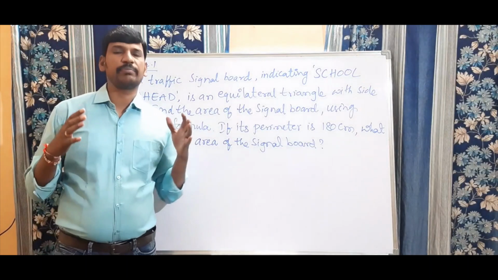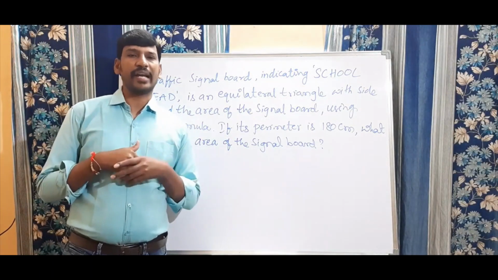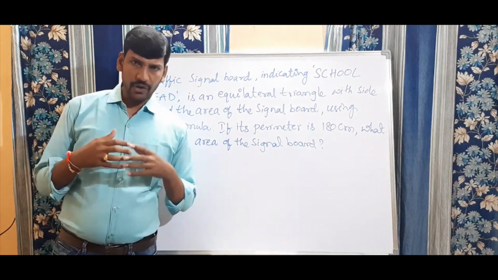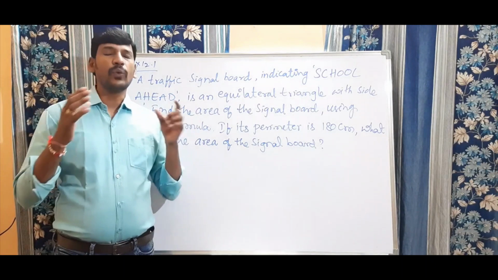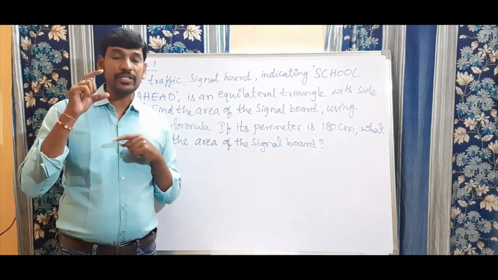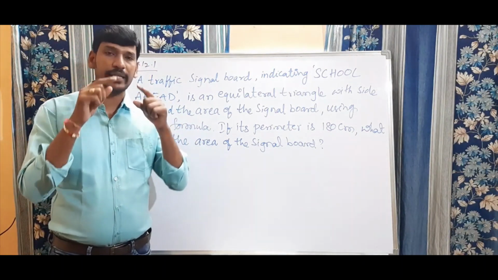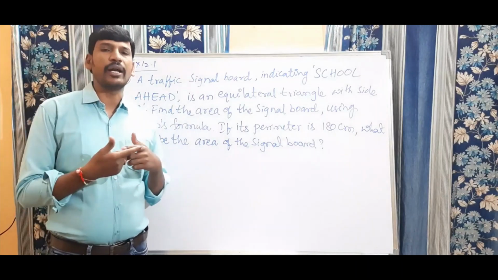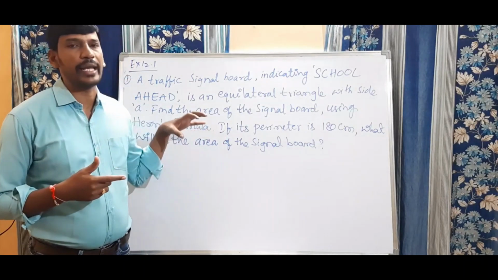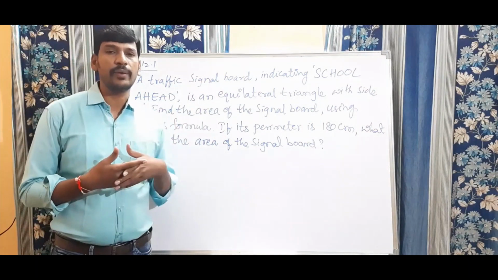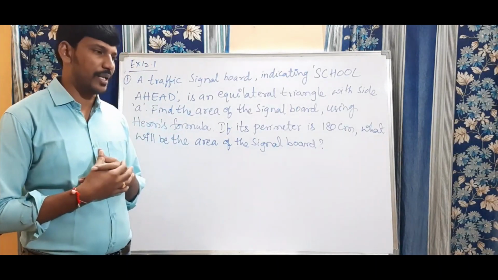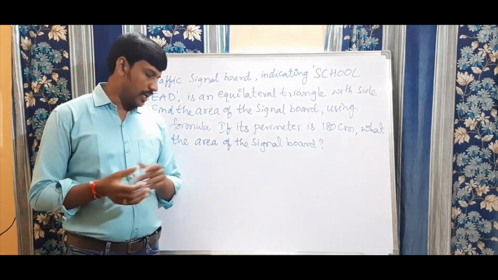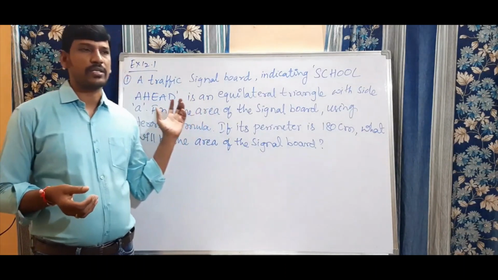We discussed some problems based on the area of a triangle. So we are in Heron's formula. To find the area of a triangle when only sides are given, and height is not given, by using Heron's formula we can find the area of the triangle. So what is the formula? That is square root of s into s minus a into s minus b into s minus c. Now let us move to the exercise questions.